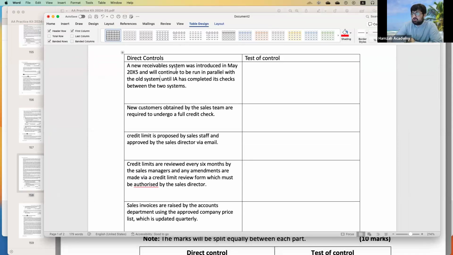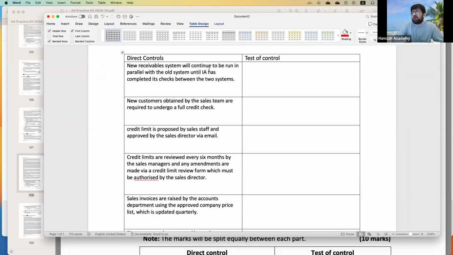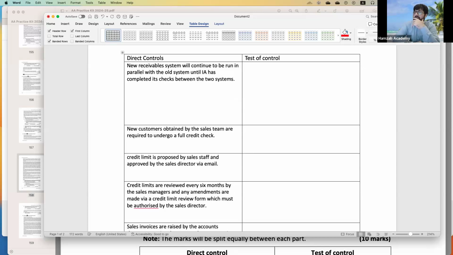Now, the new accounting system will continue to be run in parallel with the old system until internal audit has completed checks. This is the point. What is the benefit? This is identify. I told you identify. Identify the direct control. Now explanation.